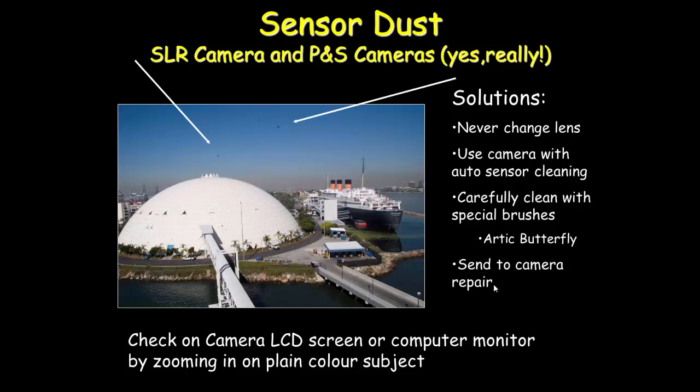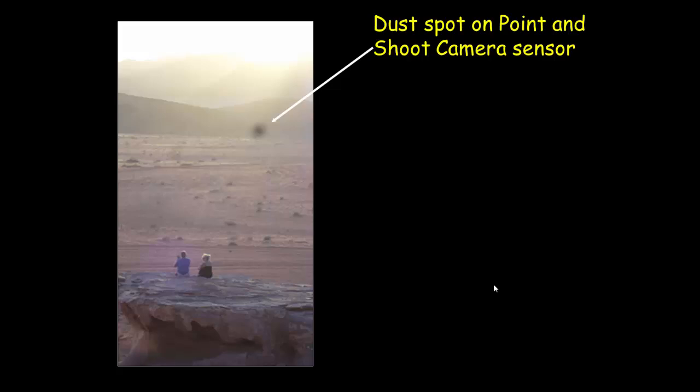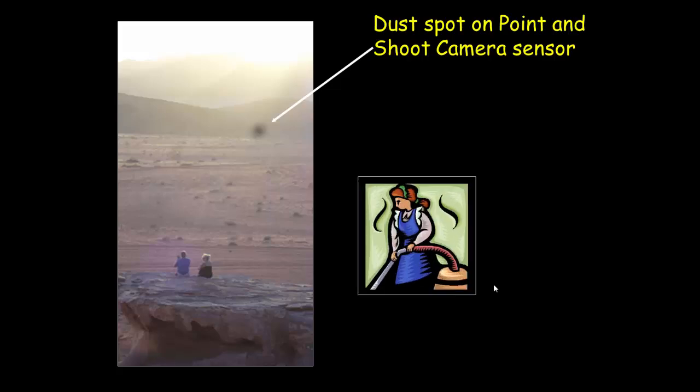So I always thought that camera sensor dust was a problem with SLR cameras where you take the lenses off. But guess what? Point and shoot cameras can also get sensor dust. When you zoom in and out, you're creating a vacuum of pressure, and you eventually do suck in dust. And here's an example of a point and shoot photograph in the Wadi Rum Desert with a big, huge dust spot.